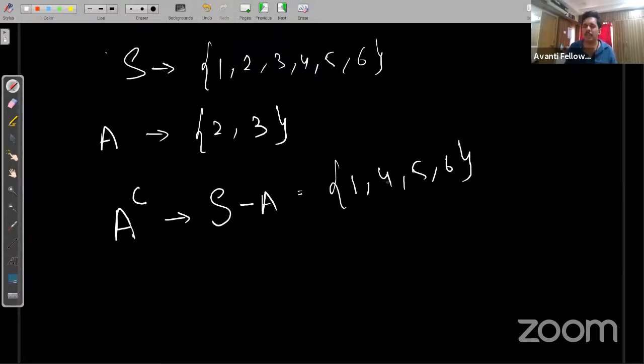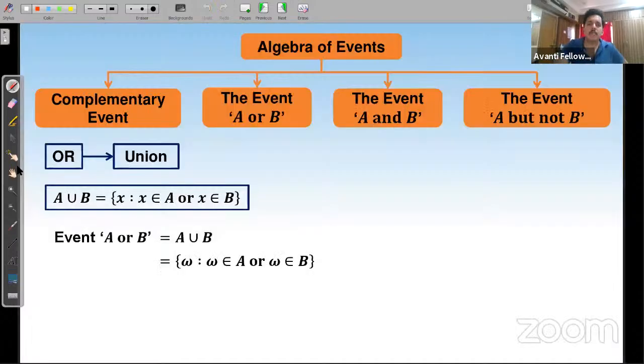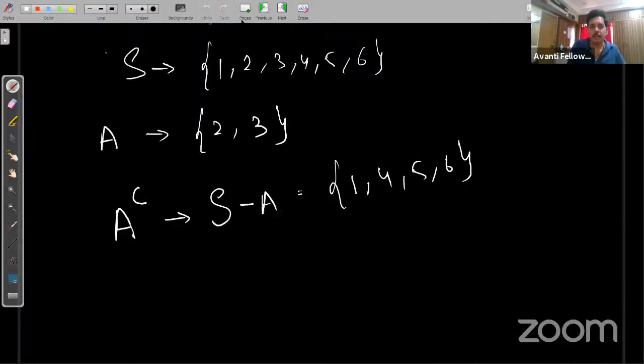So A complement, you understood or not? Complement means other than our event, all the rest of the elements is called the complement. Guys, clear? Guys, can you please give me the reply, yes or no? Complementary events, you understood or not? If some event has been given, if someone is asking you what is the complement of the event, can you do it or not? Yeah, very good. So now comes the A or B.